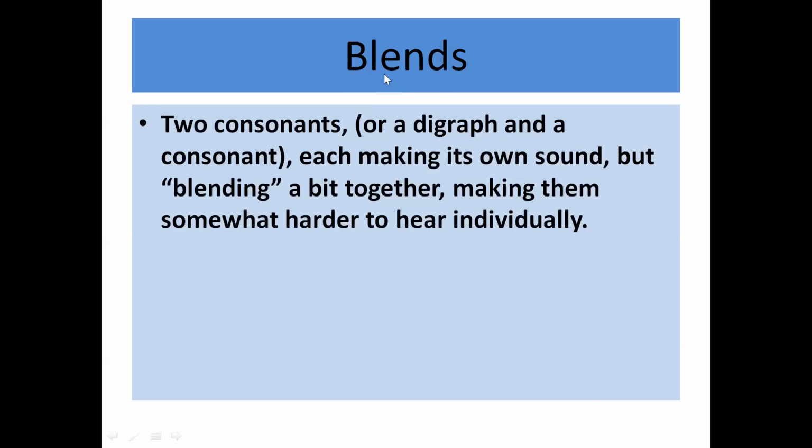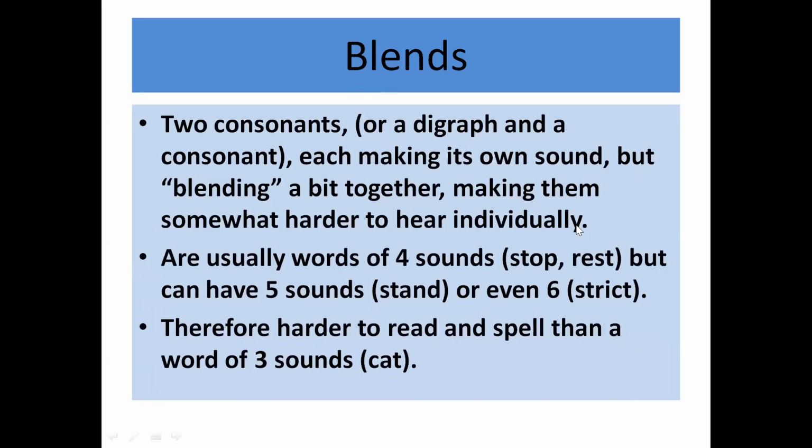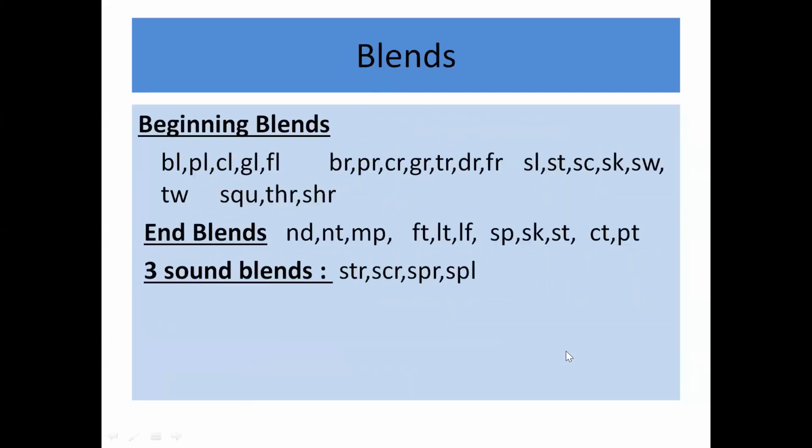So once we start to add these blends to words, we move up from the three sounds we were working with in the last presentation. And we're using words that are 4 or 5 or even 6 sounds in them. Okay, and if we look down at this word strict, there's 1, 2, 3, 4, 5, 6 sounds that children now have to hear. And therefore, because words with blends have more sounds in them than these little words like cat, it makes them somewhat more difficult for children to master.